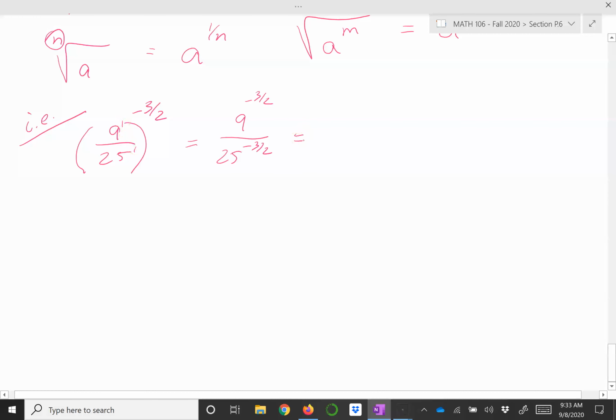Now, what do negative signs do as exponents? What's their function? Negative exponents do what? Like if I had x to the negative 2, how could I rewrite that? Wouldn't that be 1 over x squared? Right? Doesn't it flip where it is in the fraction? So here's all I'm going to do. I'm just going to put the 25 and make it a positive 3 halves in the numerator, and then 9 to the positive 3 halves in the denominator.